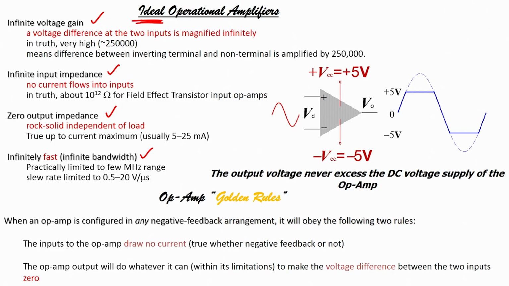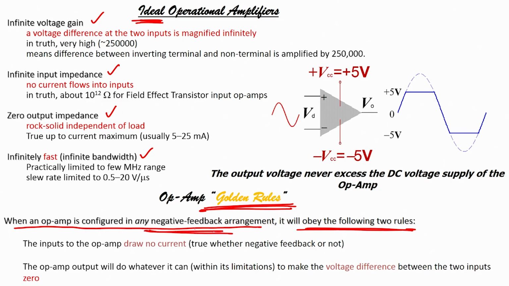Now, whenever you use an operational amplifier, you have to understand the golden rules. What are these golden rules? There are 2 golden rules. When op amp is configured in any negative feedback arrangement, it will obey the following 2 rules. Now, you see this sentence very clearly. This golden rule stands true when you have negative feedback.